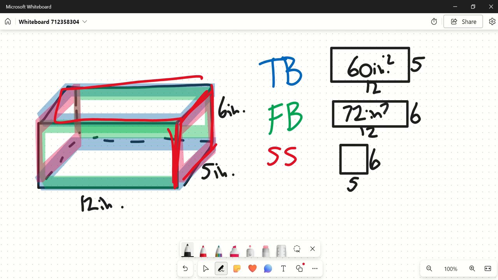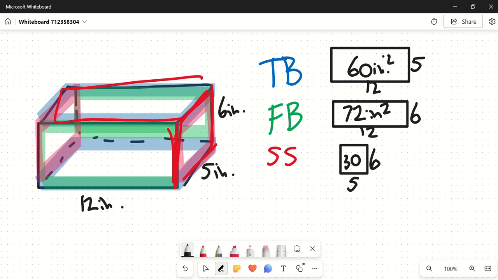72 inches squared. And then everybody should know what 5 times 6 is. I'm not going to have room to write inches squared, but just be aware that that's inches squared. Okay. This is where we go into depth with finding the total surface area. There are 2 of each.